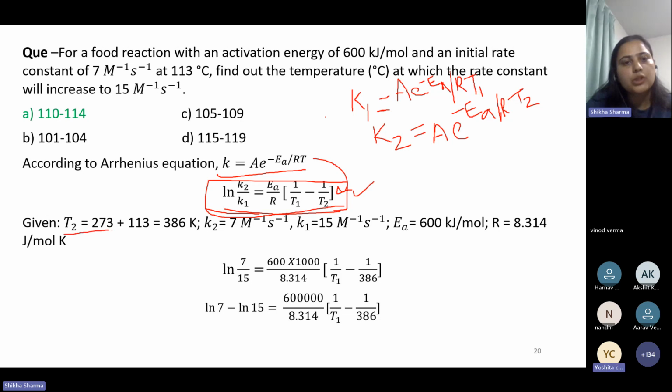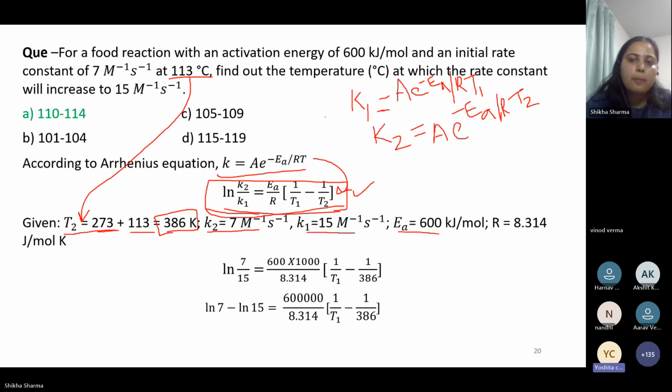Now the temperature T2, which is given in the question as 113 degrees Celsius. Here in the equation we are converting degree Celsius into Kelvin, which is 273 plus 113, equals 386 Kelvin. K2 is given as 7, K1 is given as 15, the activation energy is given as 600 kilojoule per mole, and the gas constant we know is 8.314. So using this equation, we can put ln K2 is 7 divided by K1, which is 15, equals Ea, which is 600 kilojoule per mole. It's kilojoule, so we are multiplying by 1000, divided by R.